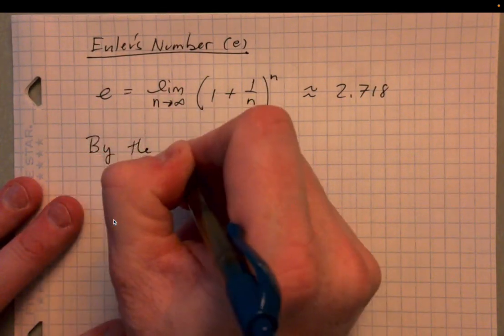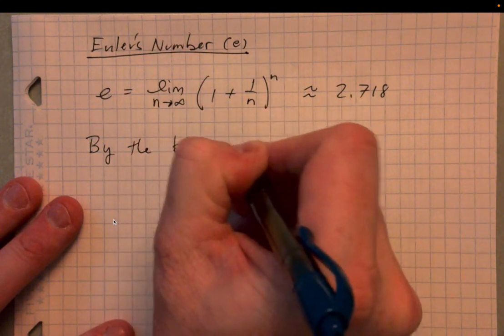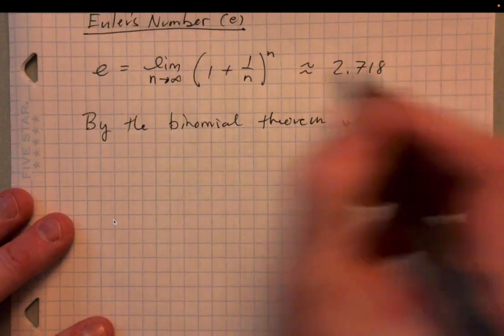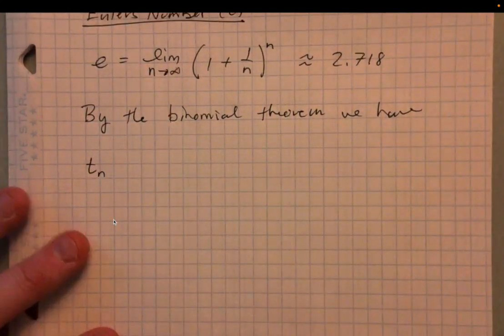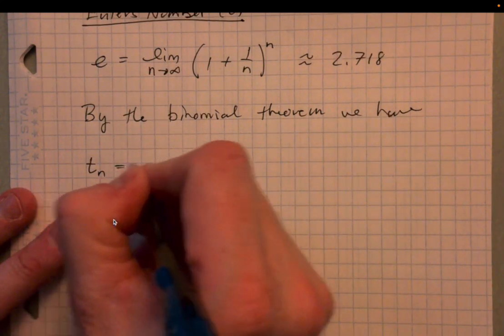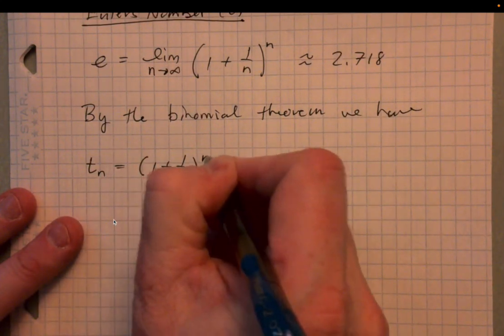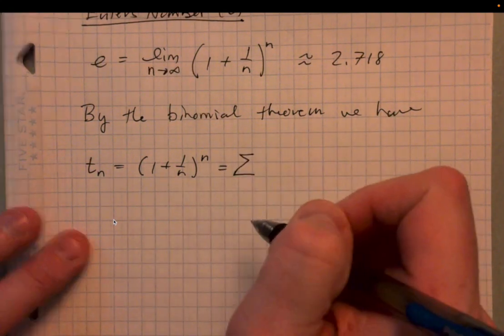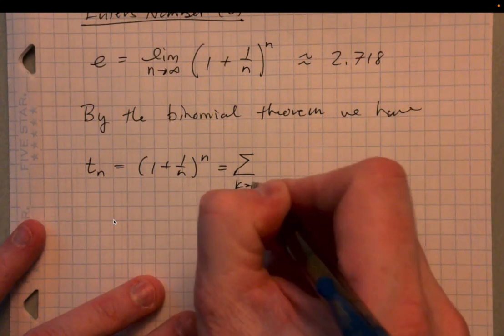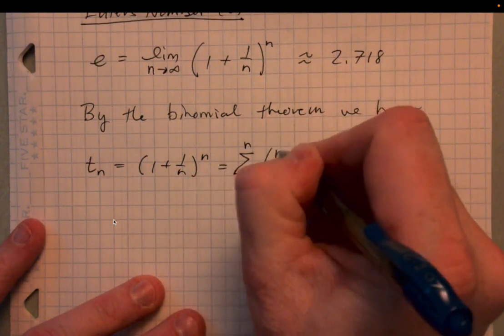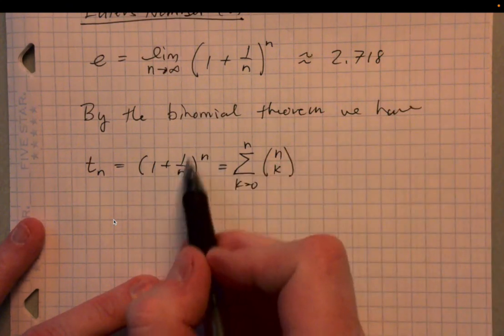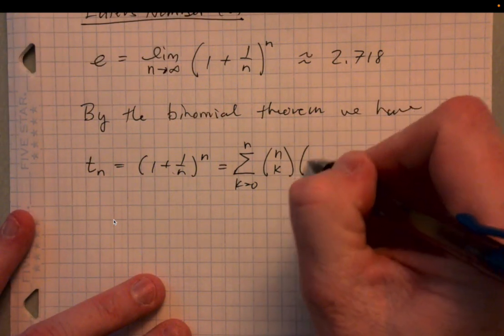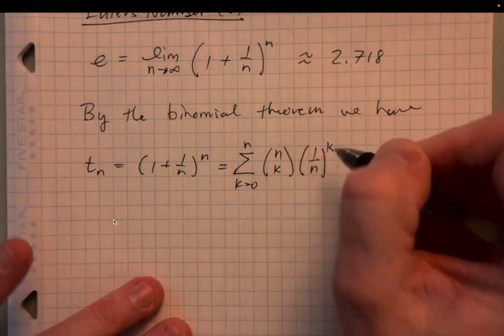So by the binomial theorem, we have, and we're going to call it T sub n, right? T sub n is equal to 1 plus 1 over n to the nth power. And that is equal to, remember the binomial theorem says, the sum from k equals 0 to n of n choose k, and then you take whatever this term is and successively raise it to the k power. So in this case, it's 1 over n to the k power.